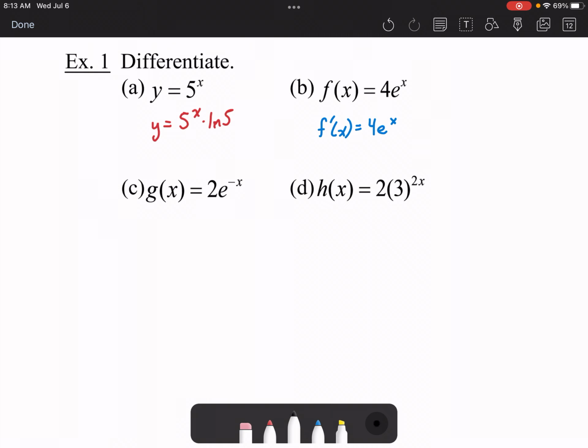G of x. So if g of x is equal to 2 times e to the negative x, because 2 is a constant, again, the derivative of this is just 2. Leave the 2 alone. Derivative of e to the x is e to the negative x. But because the exponent, in this case, is a negative x, you have to multiply by the derivative of the exponent, which is just negative 1. So simplify this, you get negative 2e to the negative x.